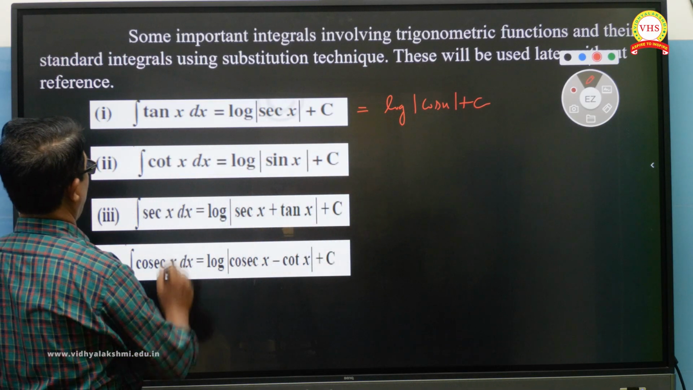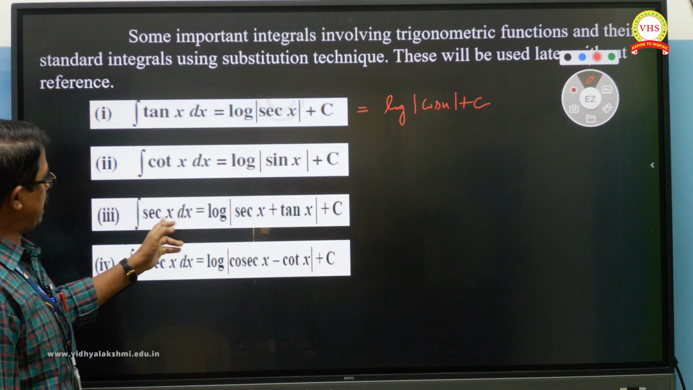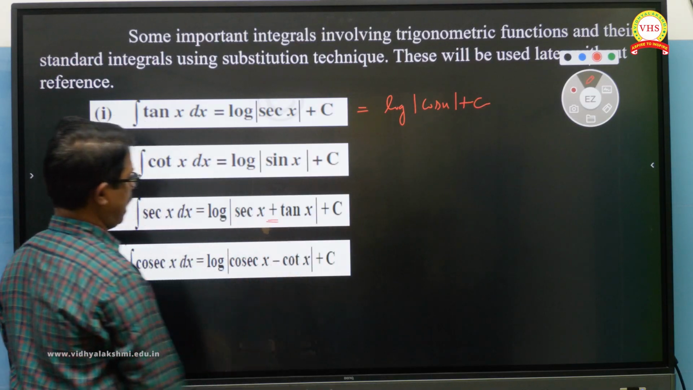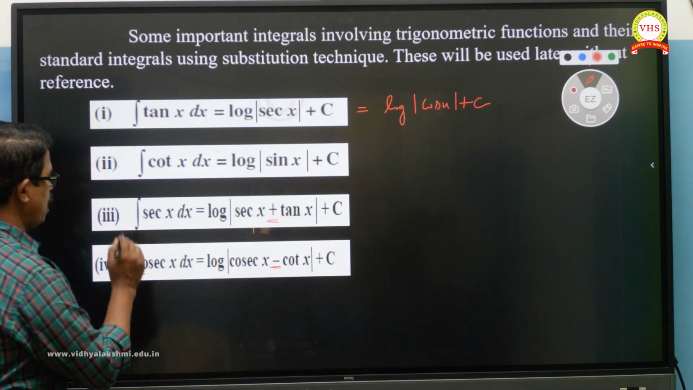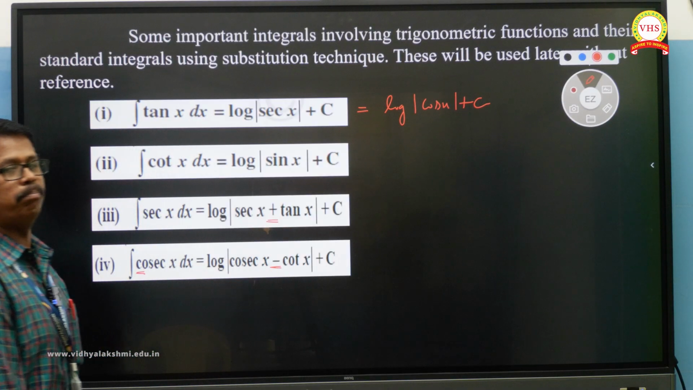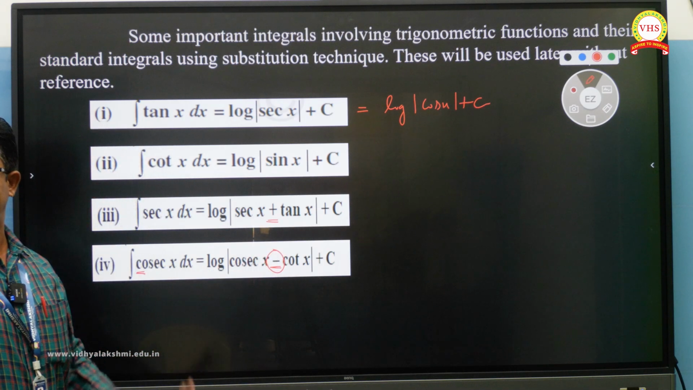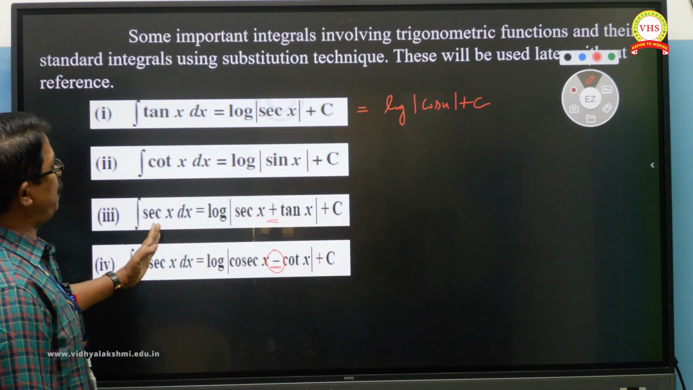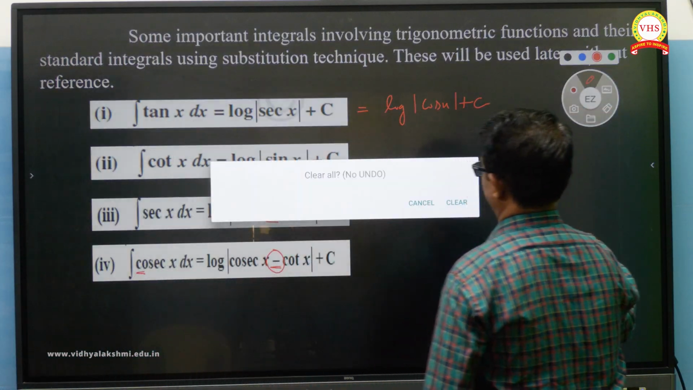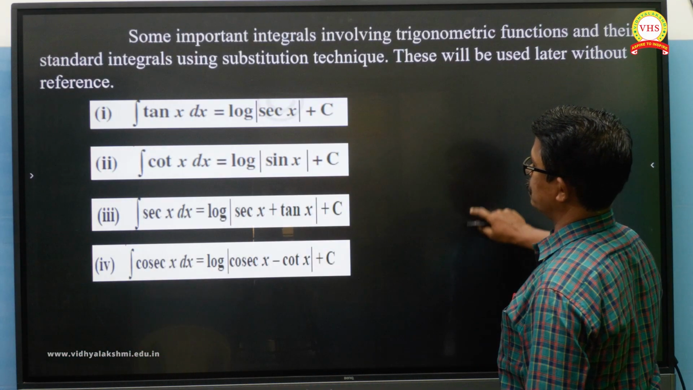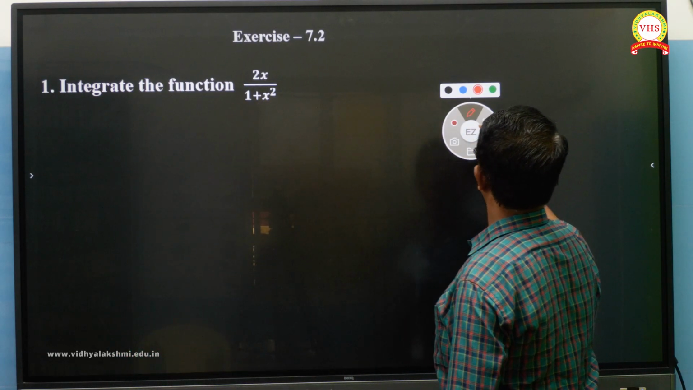Integral of cot x dx is log of sin x plus c, and then integral of secant x is log of secant x plus tan x. Integral of cosecant x dx is log of cosecant x minus cot x, so be careful about the minus. Only here comes minus. Next, you have to recall and memorize these formulas for direct integration. Okay, now we are going to see the next exercise, exercise number 7.2, question number 1.